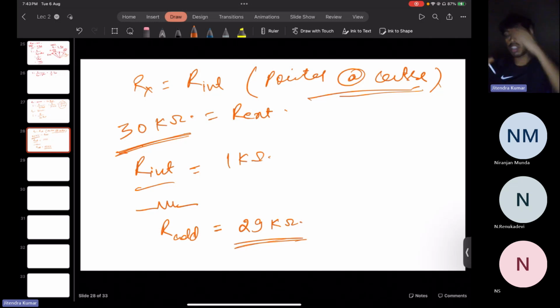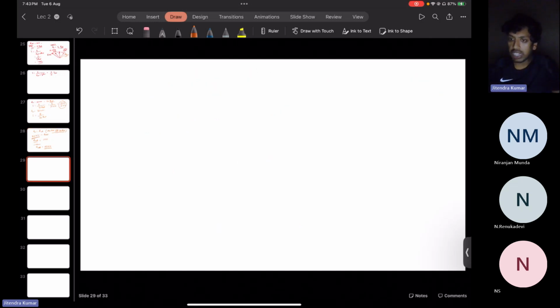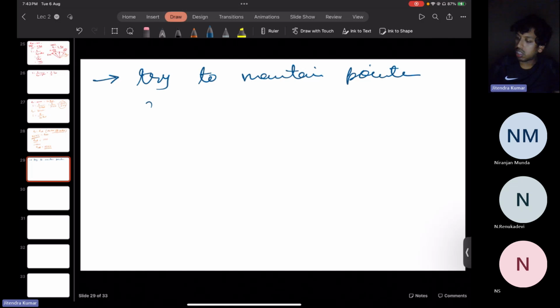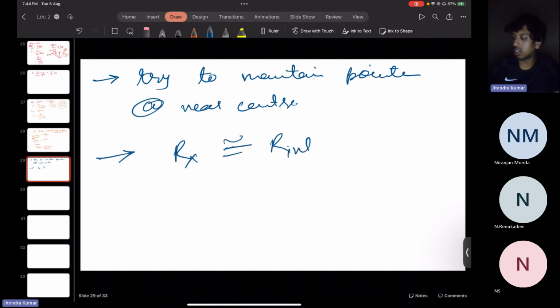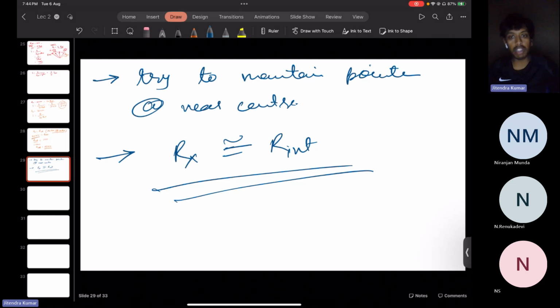So center position is very crucial. Let me conclude with some points on ohm meter. Try to maintain the pointer at center or near center, and try to maintain Rx close to R internal. These two points, if you keep in your mind, you can solve any type of problems. We will solve some problems in the next lecture. But these two takeaways you will have to get to understand or solve the ohm meter very effectively.